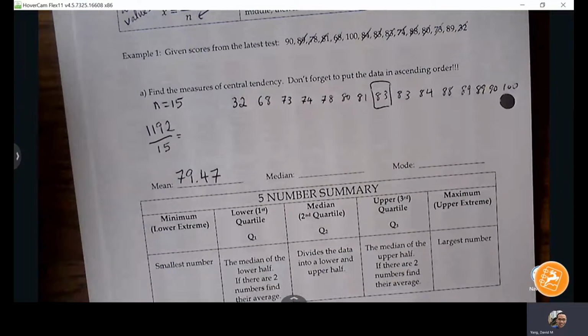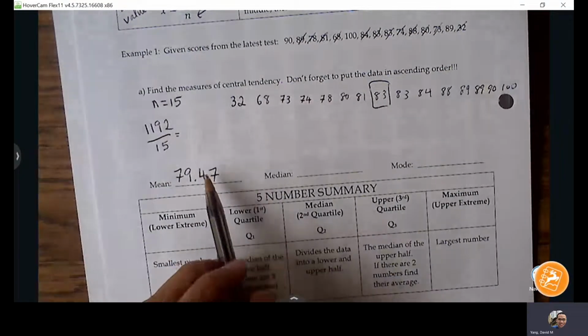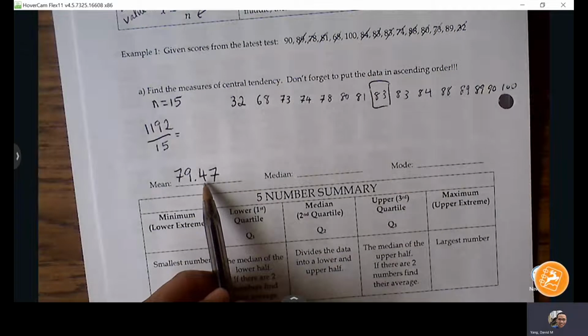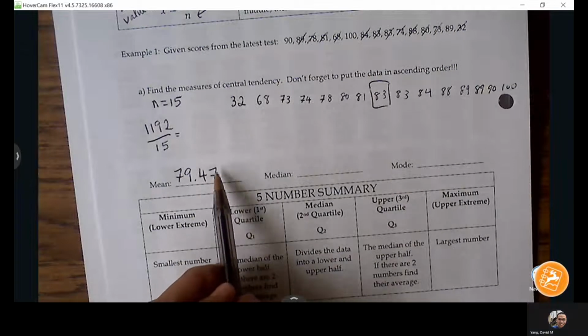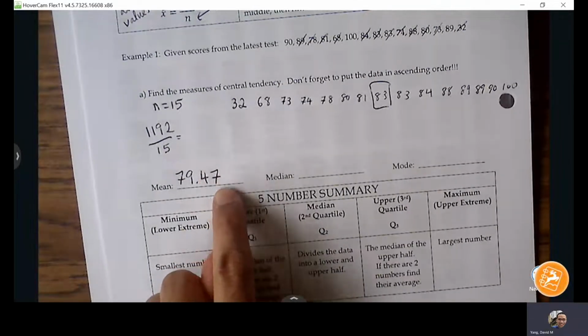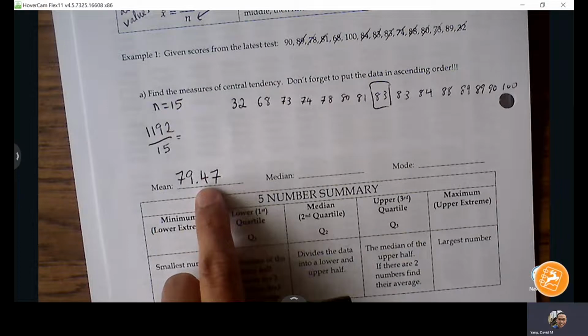For the mean, what you wanted us to ask? Yeah, to 2 decimal places. So you can either drop that last number because it's 466, you can make it 46, or you can round the third number, that's 6 or 7. So either is fine. You can do 46 or 47. They're both good. 83 is the median.